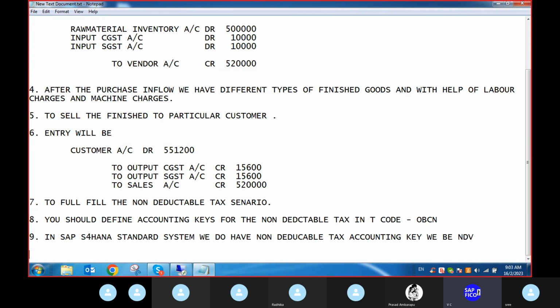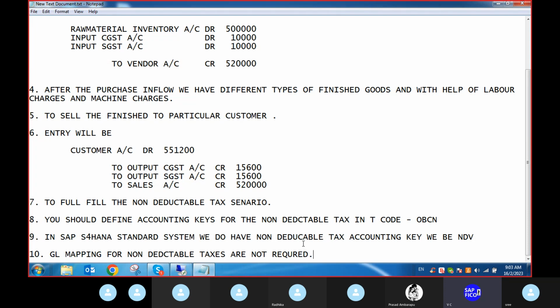So 10th point will be GL mappings for these non-deductible taxes are not at all required. GL mappings for non-deductible taxes are not required. So GL mapping for non-deductible taxes are not required, first of all.